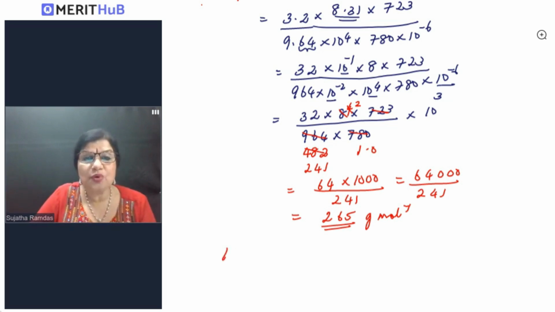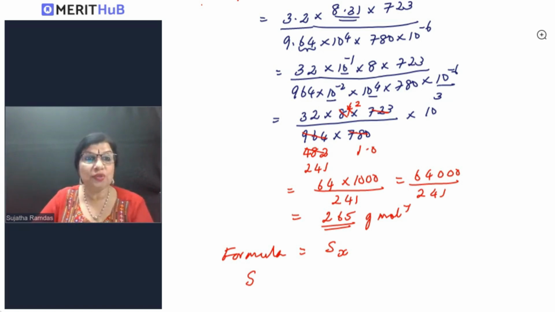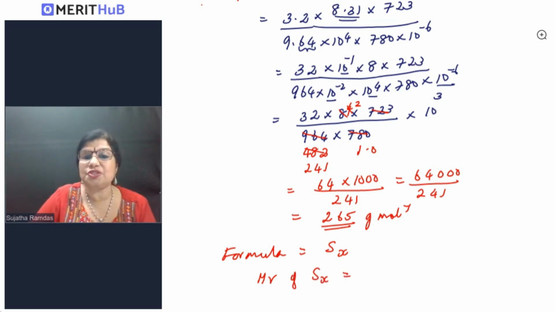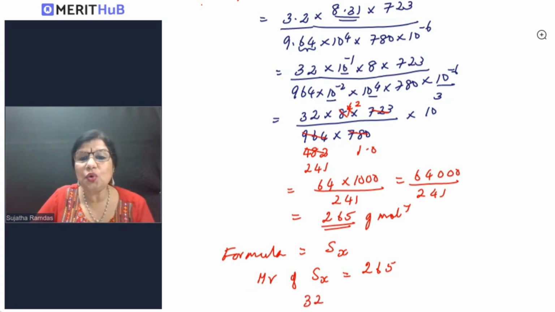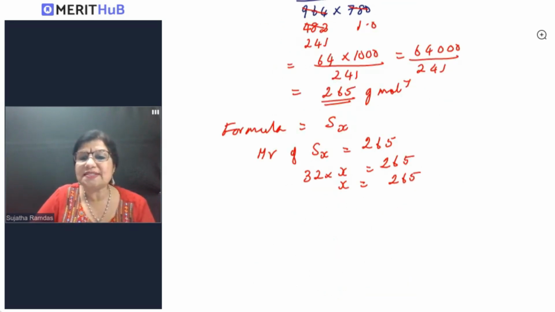So let the formula of sulfur vapor be Sx. So which allotropic form of sulfur would that be? How many atoms would be there in that sulfur molecule? You know that sulfur contains multiple atoms, right? So let's see how many atoms are there. Now we know the atomic mass of sulfur, which is 32. Molar mass of Sx is equal to 265, and here we have 32 into x is equal to 265. x is equal to 265 by 32, and that will be 8.2 something.